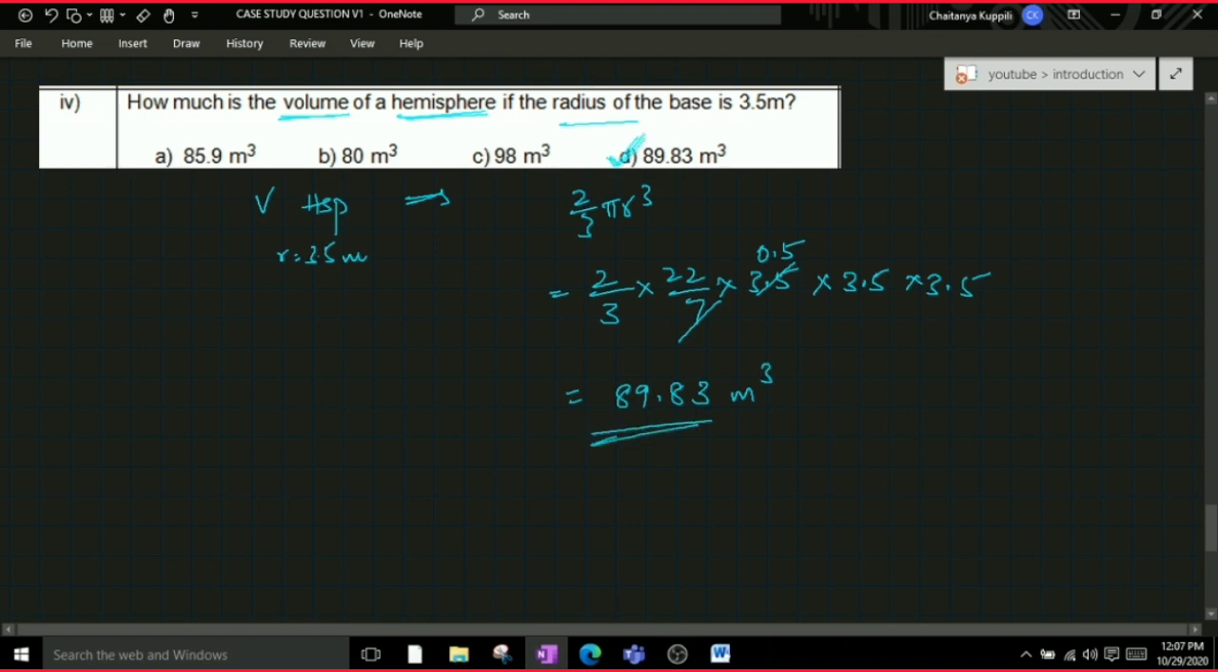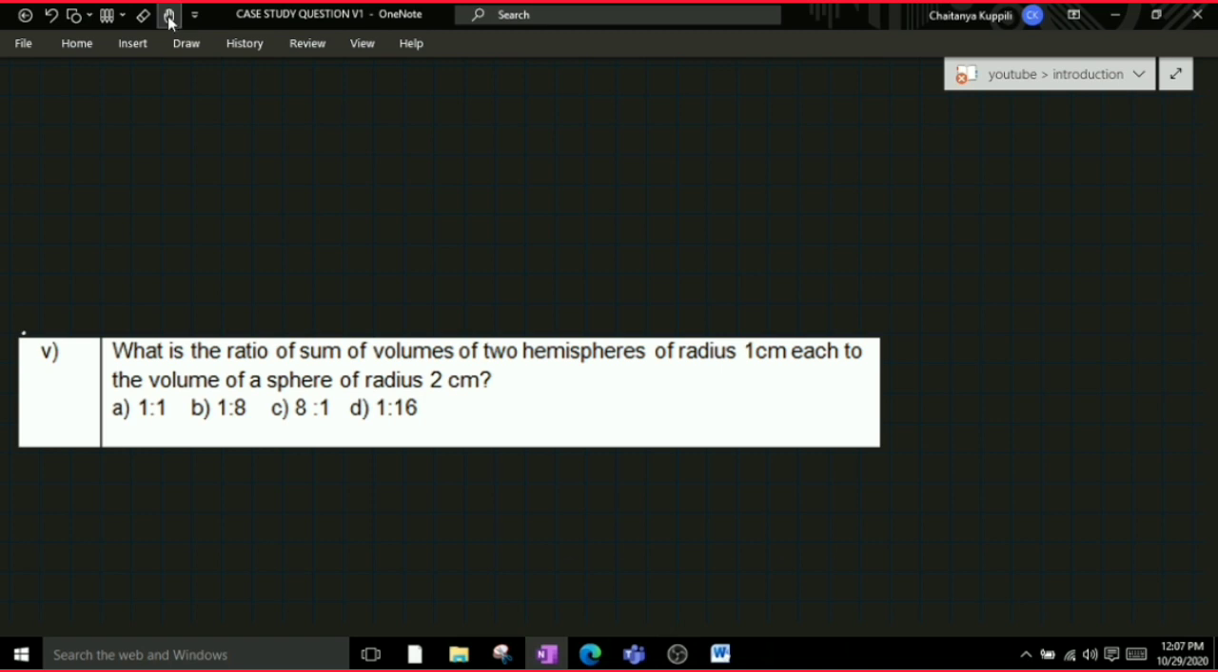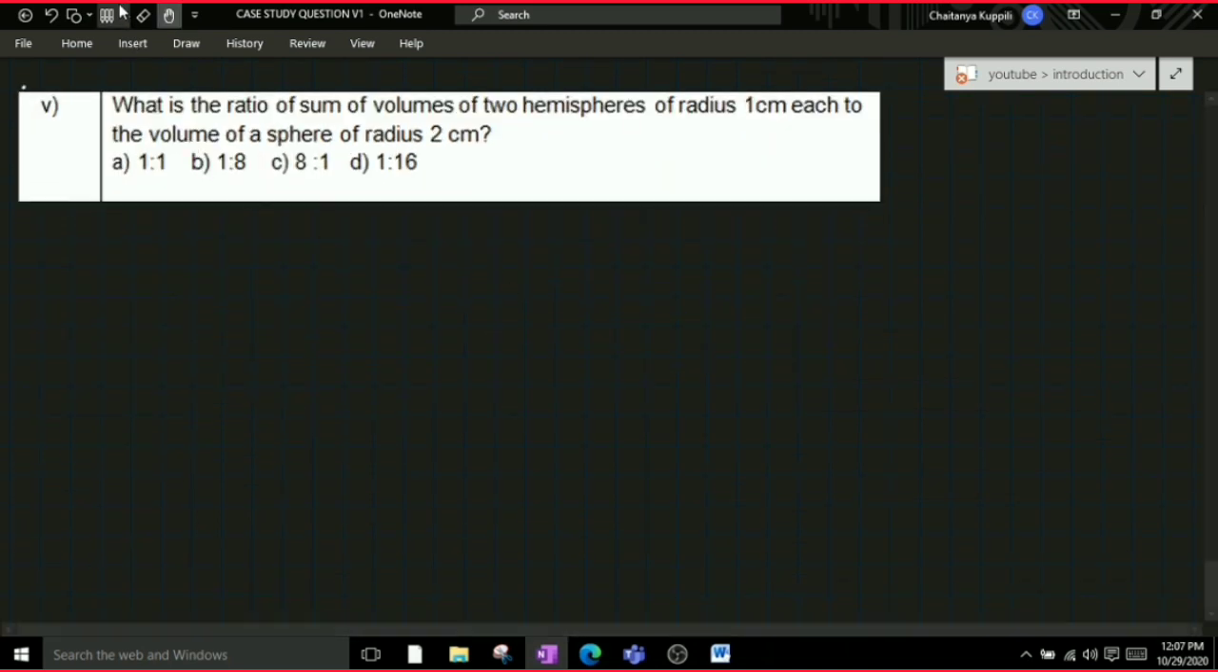Calculations are very important here, very important. Okay, then going to the next question, number 5. Here the ratio questions are given. Read thoroughly. What is the ratio of the sum of the volumes of two hemispheres?